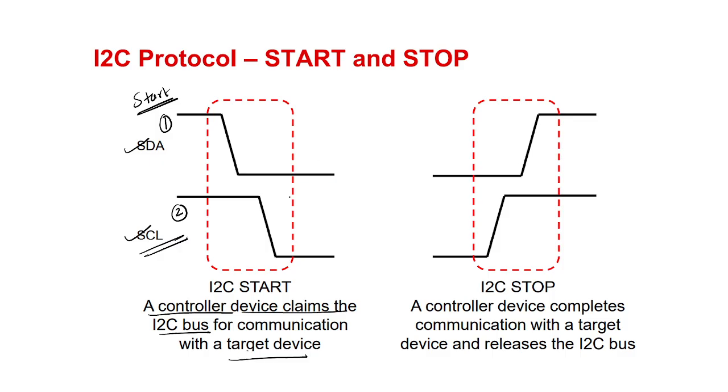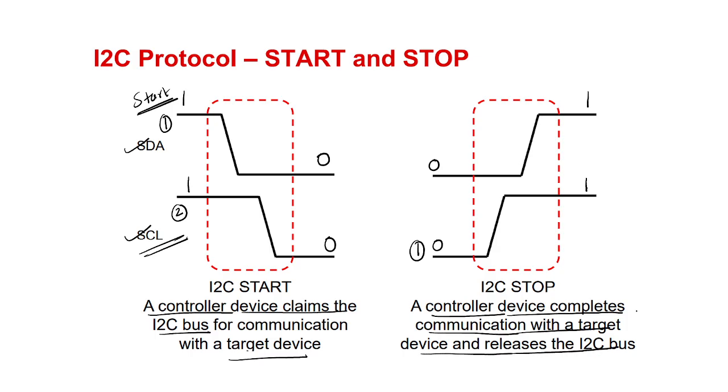And after that, the stop condition. I2C stop condition means first SCL will go from low to high, and after that SDA will go from low to high. This is the stop condition. That means the controller device completes communication with the target device and releases the I2C bus.